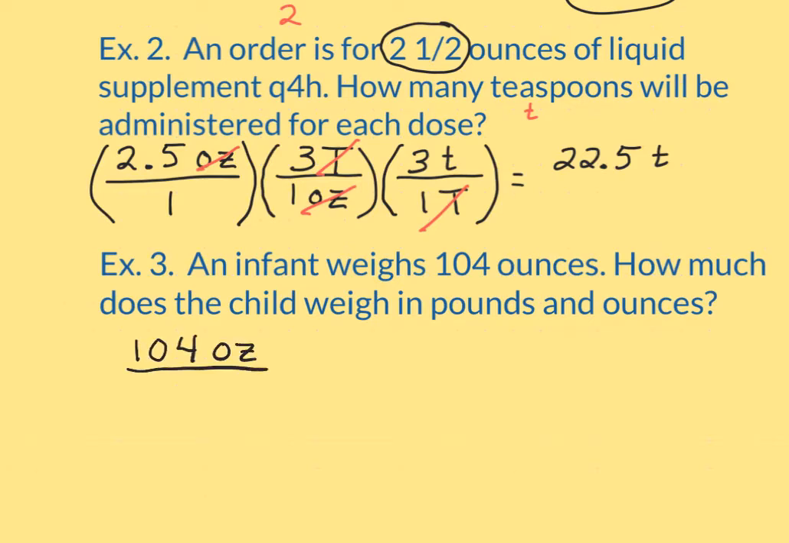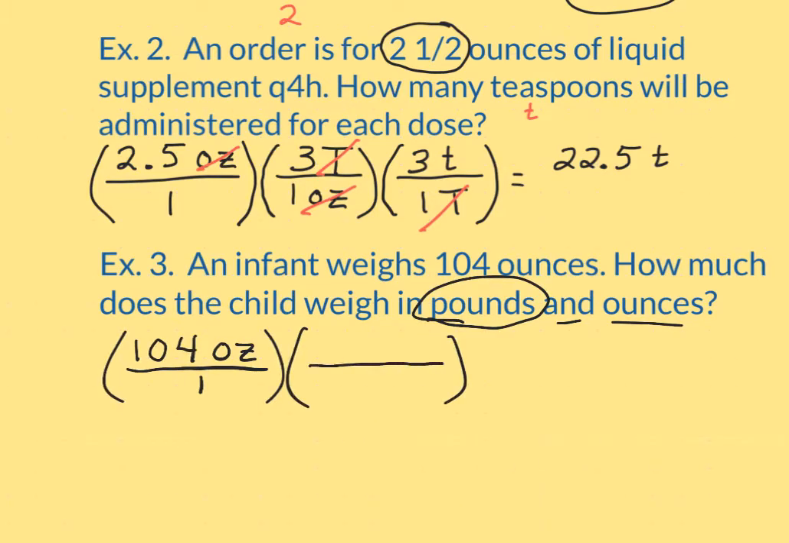How much does the child weigh in pounds and ounces? Ooh, and ounces. That's a little different. But we know we're going to be converting to pounds, right? So we can use the conversion factor: 16 ounces equals 1 pound. And once again, I often write that symbol in cursive, so you don't mistake my L for a 1.